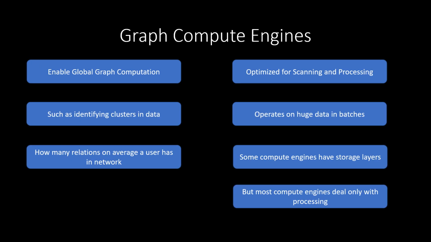Graph compute engines support global graph computation algorithms to be run on large data sets, such as identifying clusters in graph data or answering questions like the average count of connections per user. Because of global queries, they are optimized for scanning and processing large amounts of information in batches. This way, they are similar to other data mining OLAP systems. Some compute engines have storage layers, but most compute engines perform only processing.